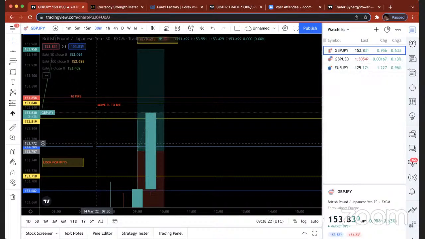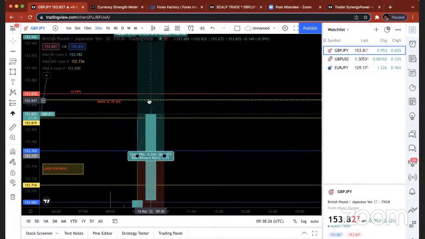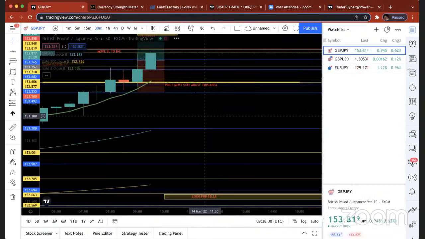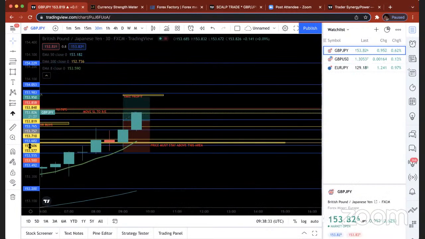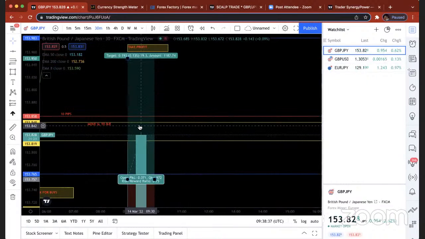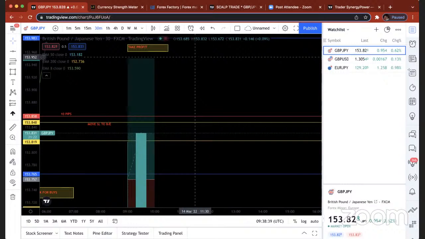All right, it passed the first zone. Now this is a crucial area. We need to pay attention right here. Everyone should be in profit right now. When I say move your stop loss to break even, make sure you do it, because right when it gets here, it could reject and reverse. So just be ready.